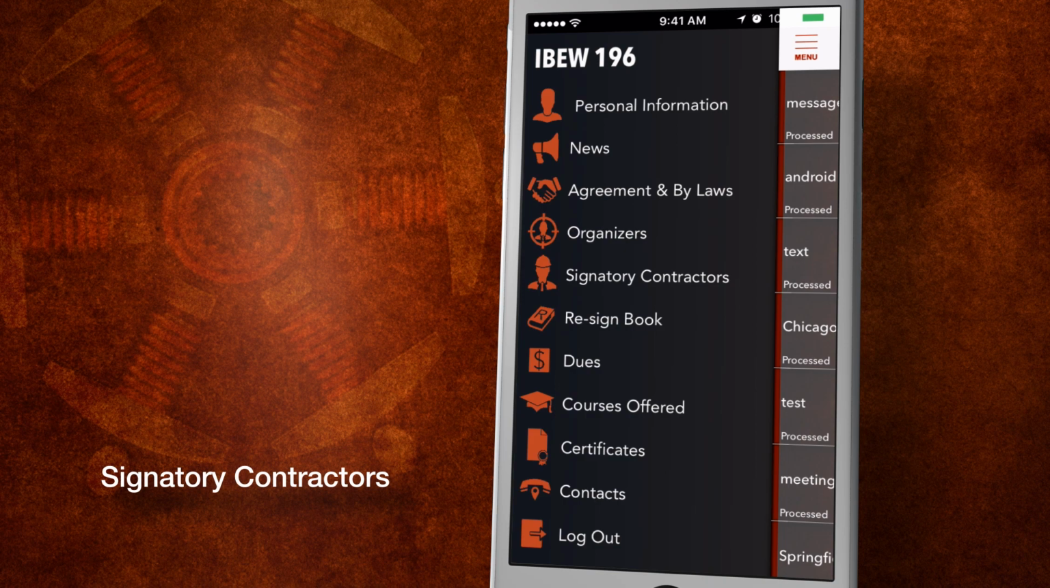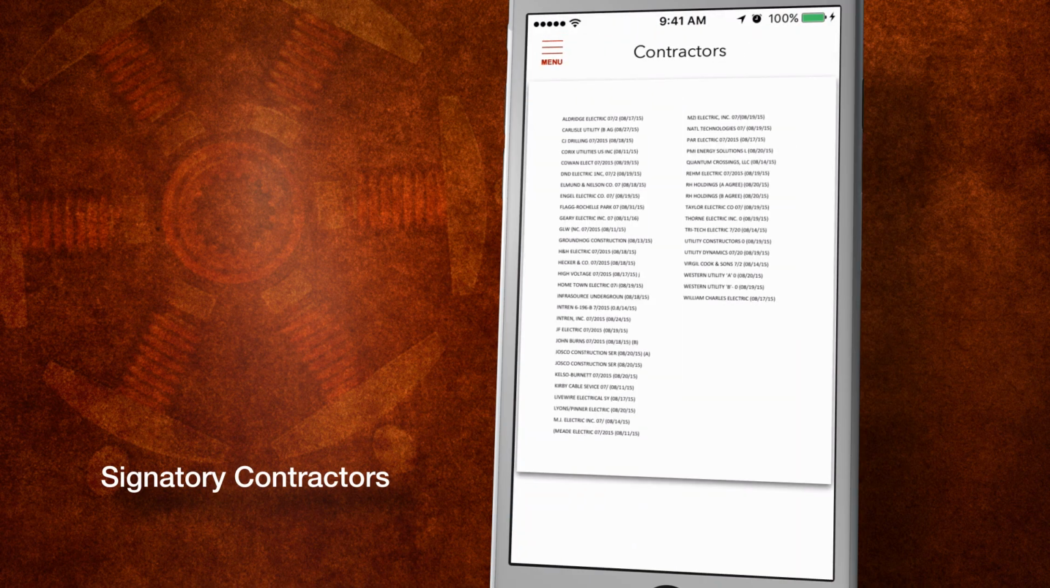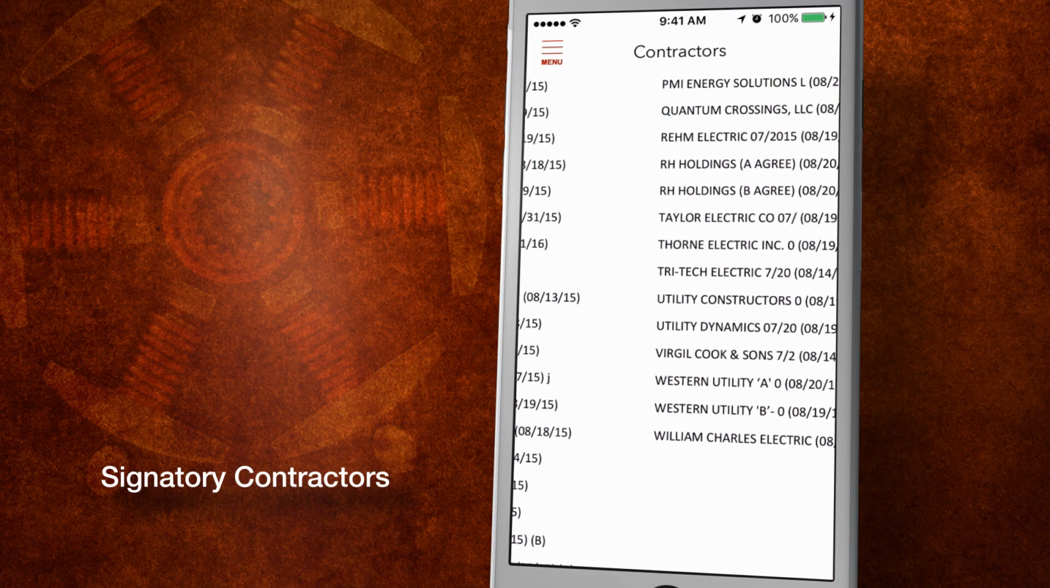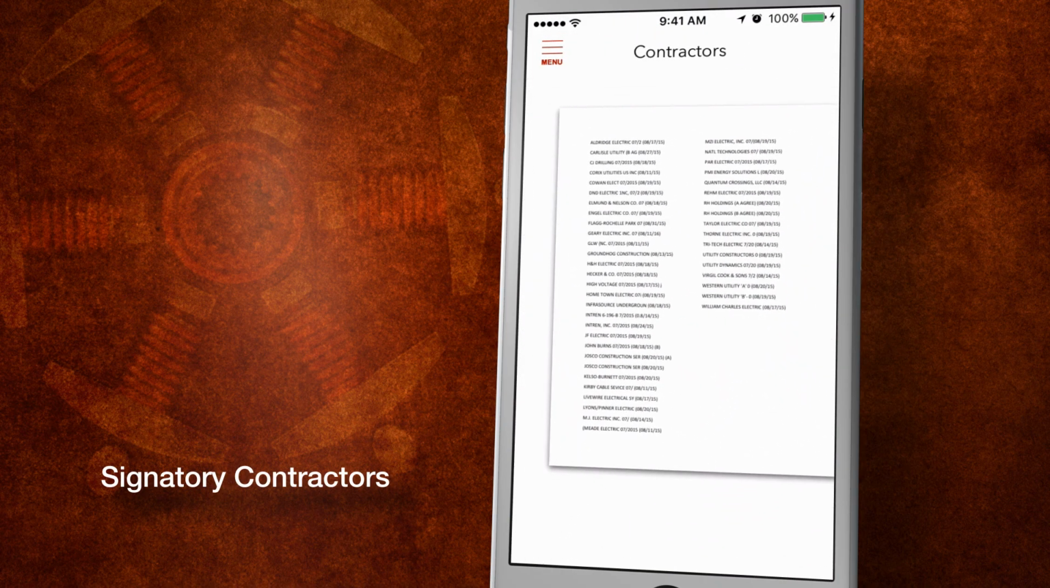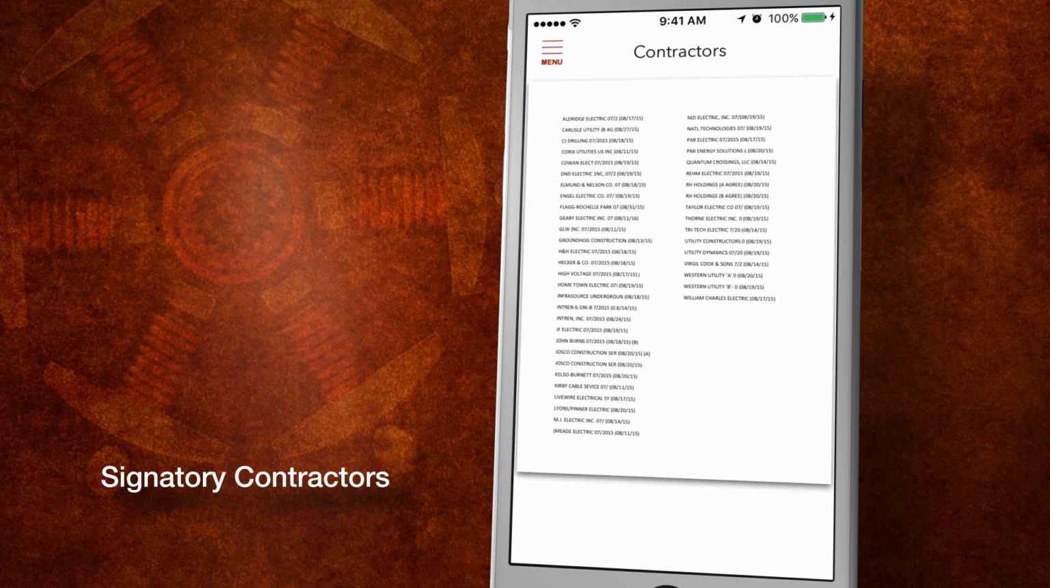The next menu item, Signatory Contractors, will take you to a PDF of the signatory contractors for reference purposes. This list can be updated anytime by simply uploading it from your computer into the Administrative Control panel.